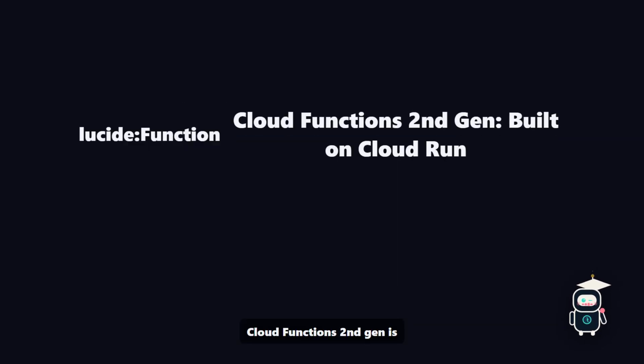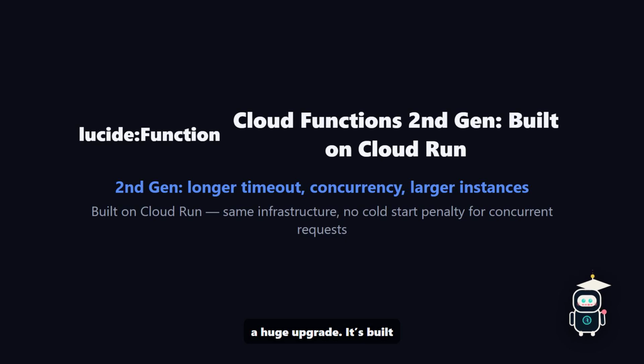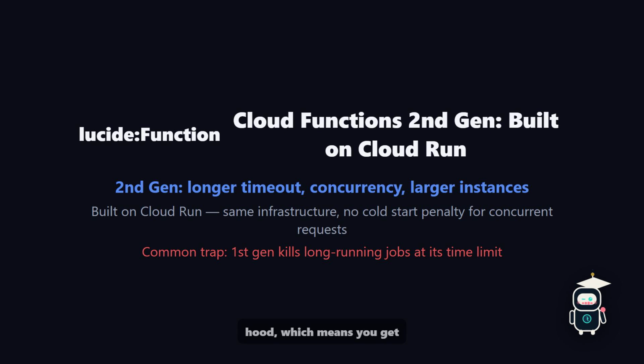Cloud Functions second gen is a huge upgrade. It's built on Cloud Run under the hood, which means you get a much longer timeout, concurrency support so one instance can handle multiple requests, and bigger memory limits. The most common pitfall: developers use first gen for a job that runs long, and it gets cut off because first gen has a short execution limit. If your workload needs extended execution, switch to second gen. It's literally the fix. Your stuff won't time out because the server got bored.